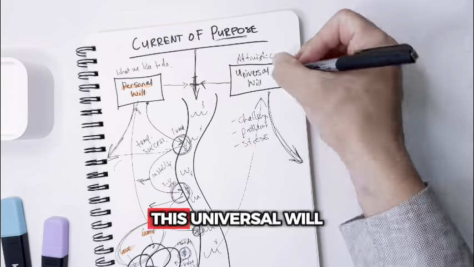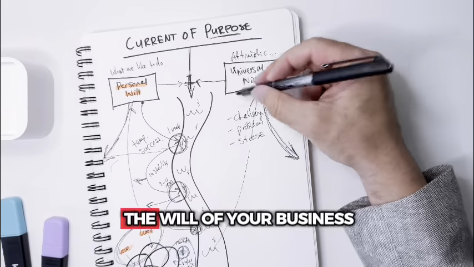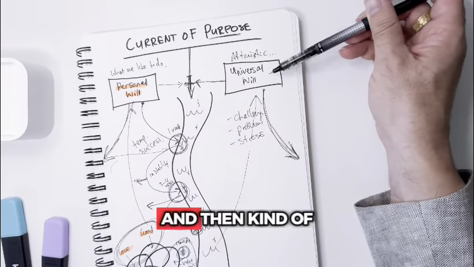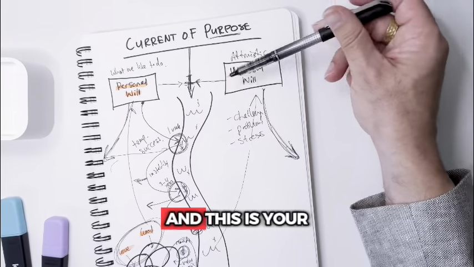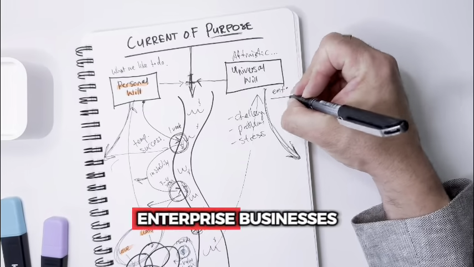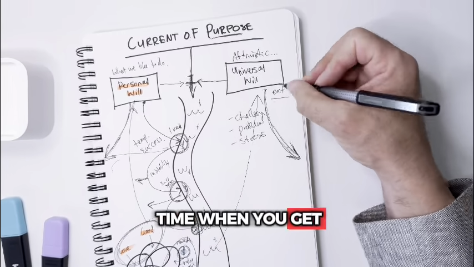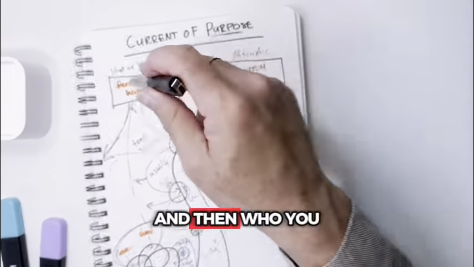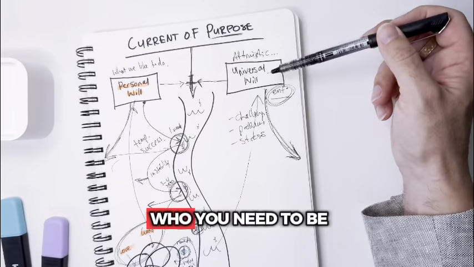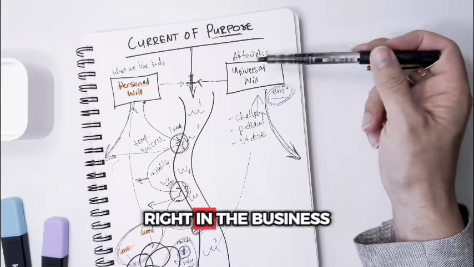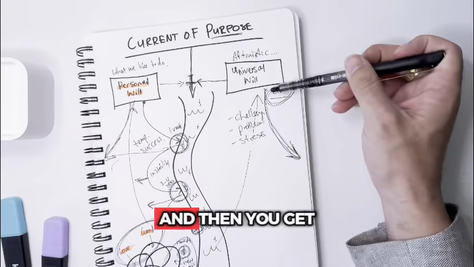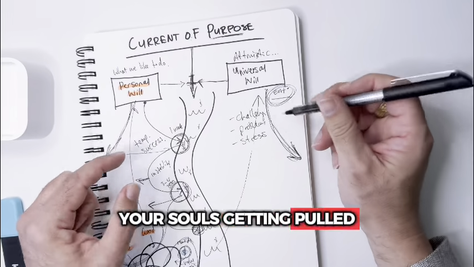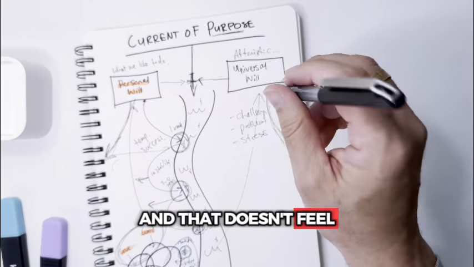When you feel like this universal will, this could also be the will of your business, right? You build up a business based on what you like, and then the business takes over. And this is enterprise business. Enterprise businesses, a lot of the time, when you build up these monster businesses, the business takes over, and then who you want to be and who you need to be in the business is really distinct. And you get this pull on your personality, right? Your soul's getting pulled in these two different ways, and that doesn't feel very good.